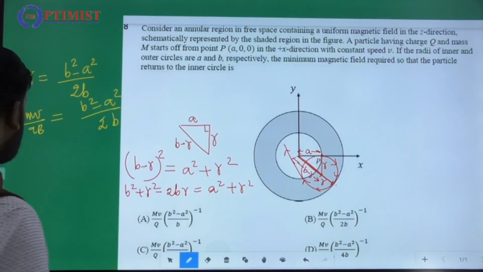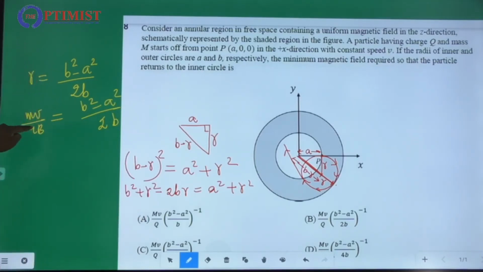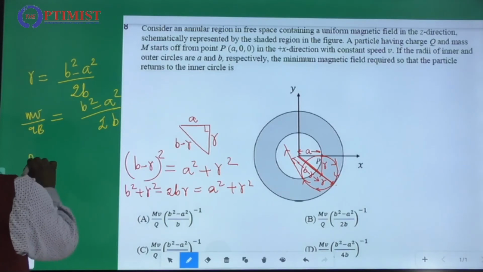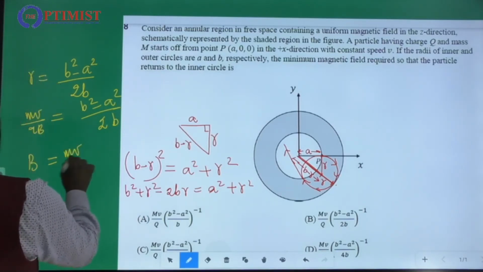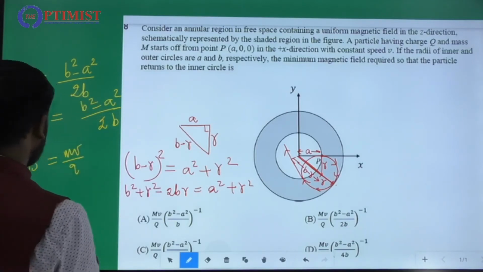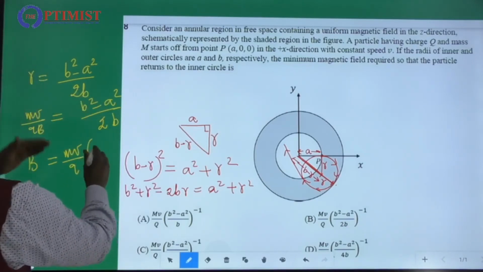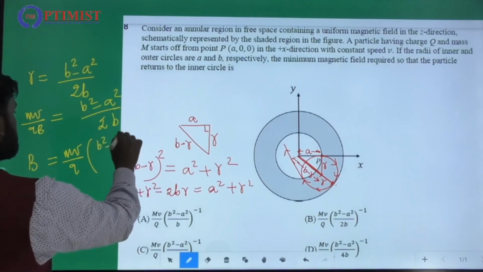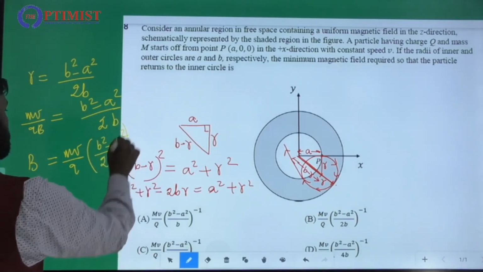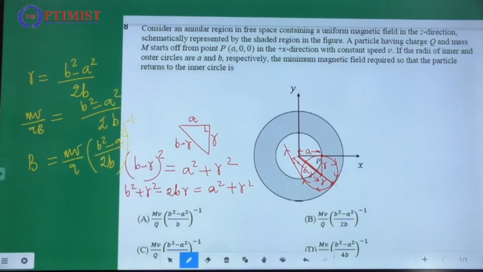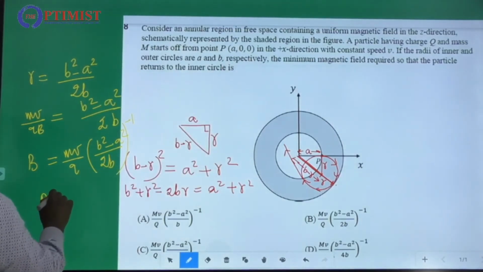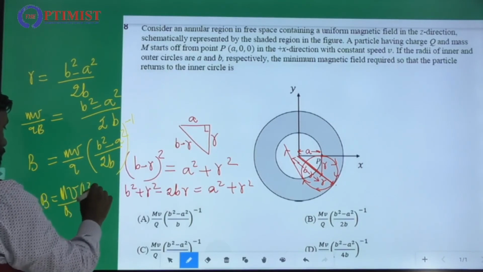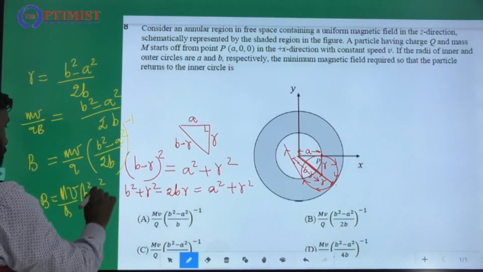So we have to calculate magnetic field B. So B will be equal to mv upon q, and this whole term will come in the denominator, which we can write as b square minus a square divided by 2b, power minus 1. So that is the value of magnetic field. In this question, mass is given to be capital M and charge is capital Q. So we can write B is equal to capital M V divided by capital Q, and this is b square minus a square divided by 2b, power minus 1.